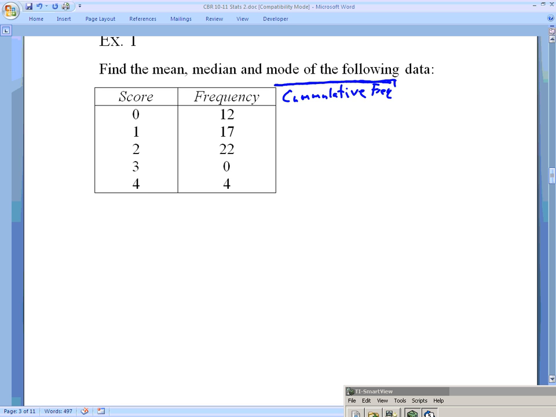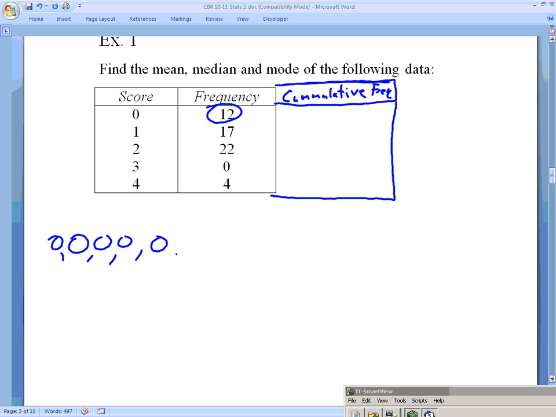I'll make another box for that. So the cumulative frequency is the running total. I have 5 different values I can have here, 0, 1, 2, 3, and 4, but I have multiples of those. I have 12 zeros, for example. So if I listed all these numbers out in order, I'd have 0, 0, 0, 0, and so forth. I'd have 12 of those. And then I would start listing my ones, and I have 17 of those, and so on and so forth. So a lot of numbers.